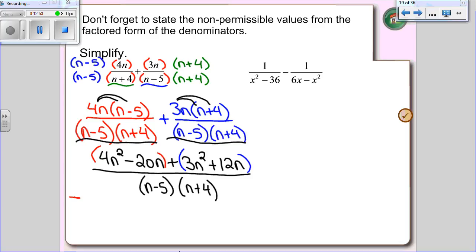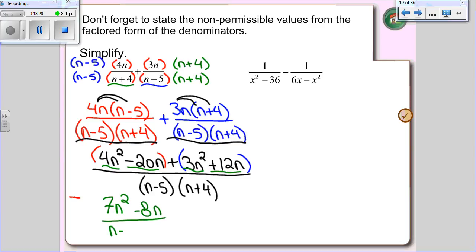Now your last step is to add everything across the top together. So if I was to add these things across the top, remember you combine like terms. That means n squared is added with n squared. 4n squared plus 3n squared becomes 7n squared. Then you look at your other ones, you have negative 20n plus 12n. That's going to combine to be negative 8n. And in the denominator, you still have n minus 5, n plus 4.